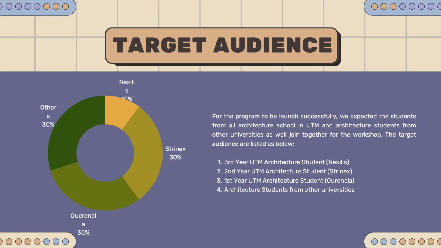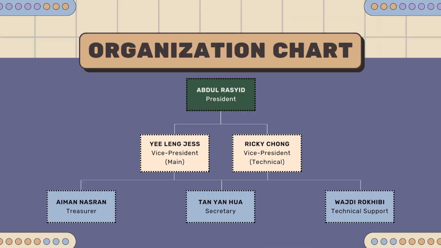The target audience for the projects is expected to be all architecture schools in Universiti Teknologi Malaysia and architecture students from other universities as well, to join together in the workshops. So the organization chart: we will have our president and vice president, the main and technical vice presidents, and we have treasurers, secretaries, as well as the technical support for the whole program.